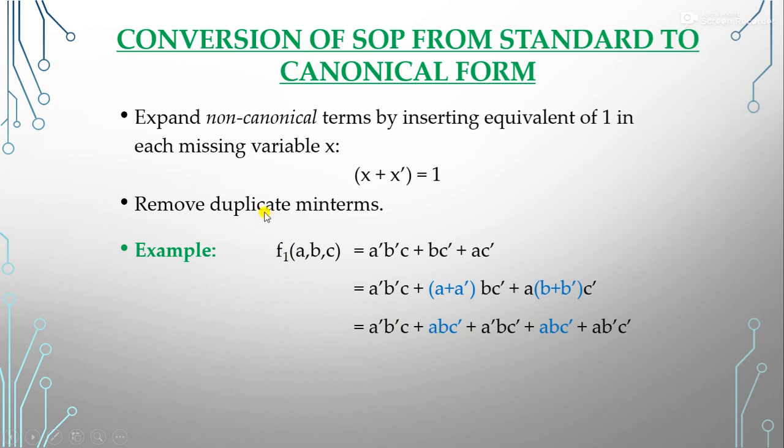So in the second step we told you that you have to remove duplicate terms. Duplicate terms means you can use only one of them. So we can write a b c', a' b' c, a' b c, and a b' c', and a' b c'. Okay, so now this is the canonical sum of product form, right? Like that you have to convert your standard form to canonical form.